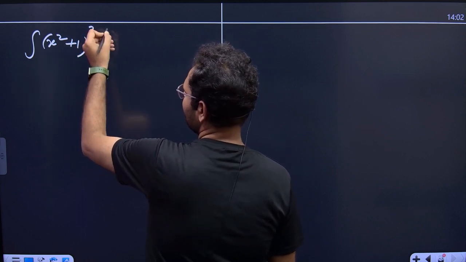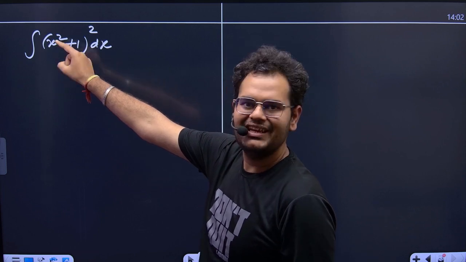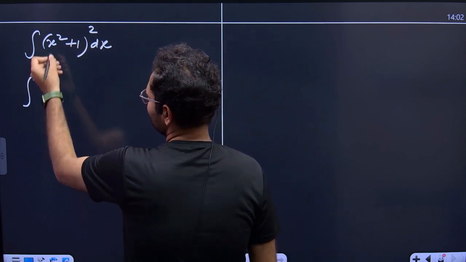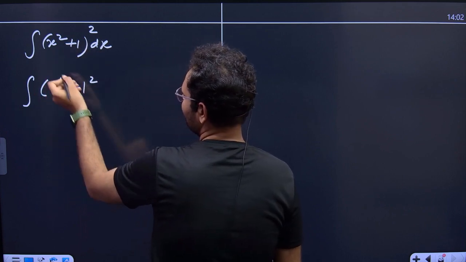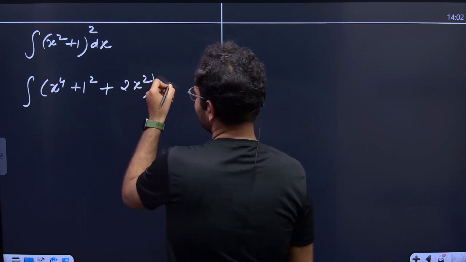Sir, but what is integration of (x square plus 1) whole square dx? Can we do the same thing? No, you cannot do the same thing, because now x square is there. That is only for linear. So you have to expand this: a square plus b square plus 2ab, and this dx.